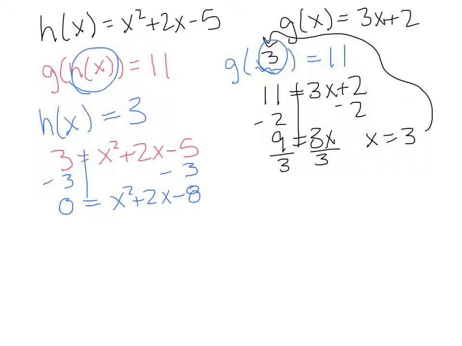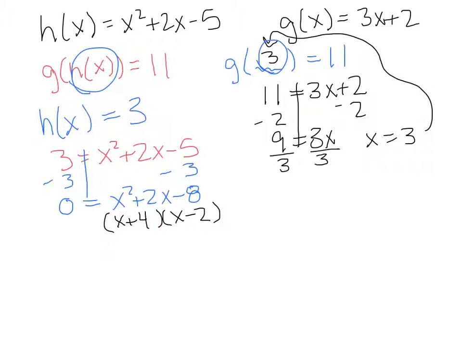And then we get to do my most favorite thing in the whole wide world, which is factor, because that's how we solve a quadratic. So in this case, we're going to be thinking of things that multiply to be negative 8 and add up to be 2. In this case, it's going to be x plus 4 and x minus 2.